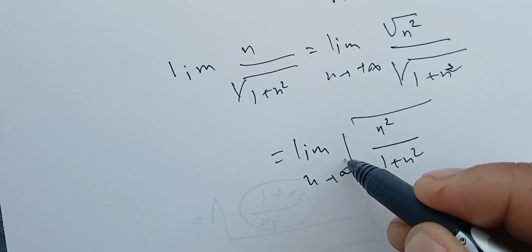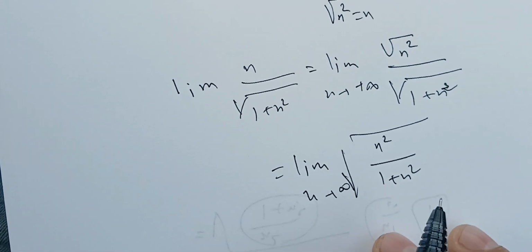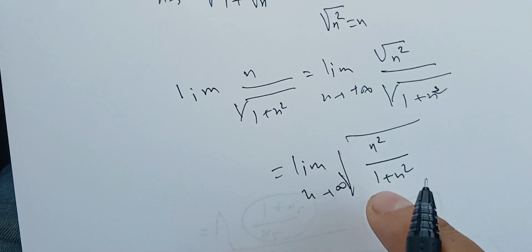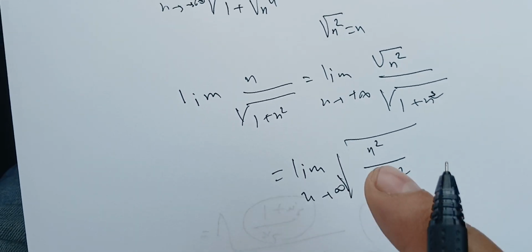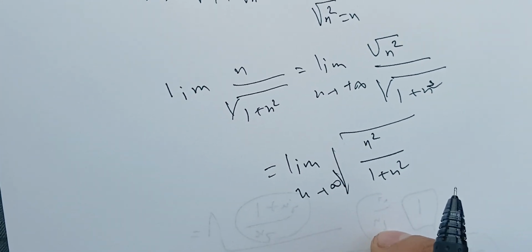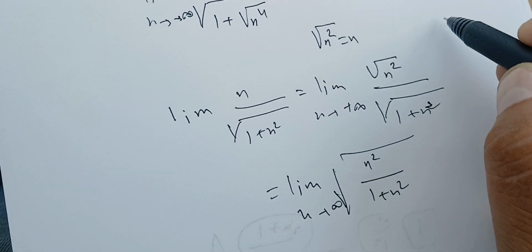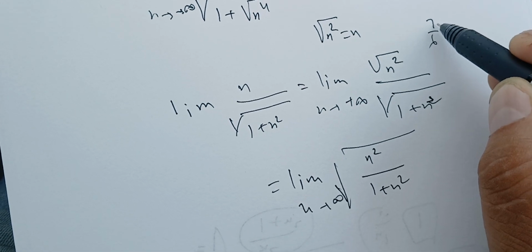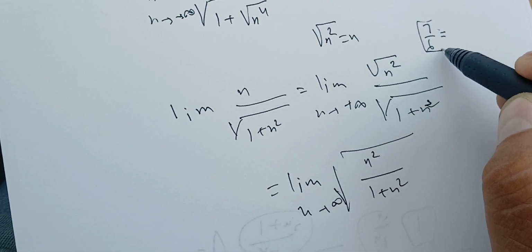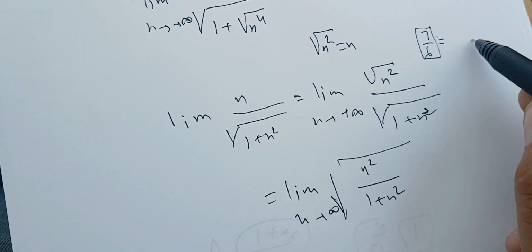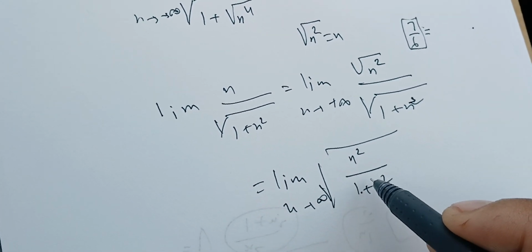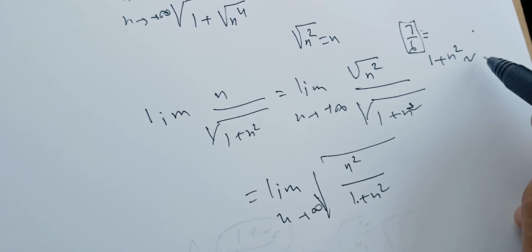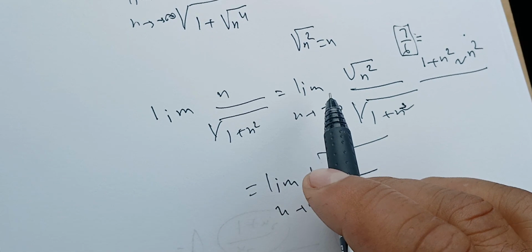Okay, here let's use some logic. These two numbers, n squared and 1 plus n squared, are very close. It's like dividing 7 over 6, so they differ by 1. But when we have large numbers, adding 1 doesn't change anything. So 1 plus n squared is almost n squared when n is big.